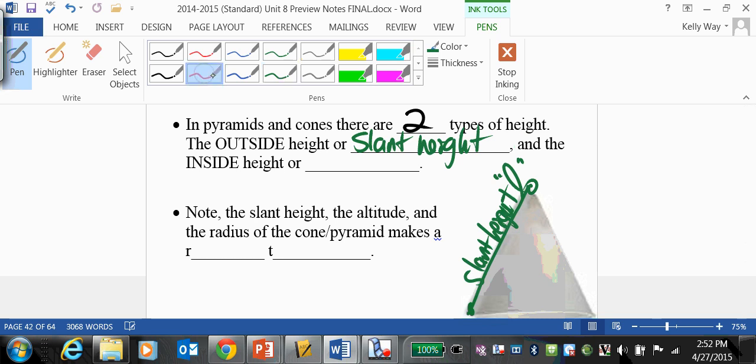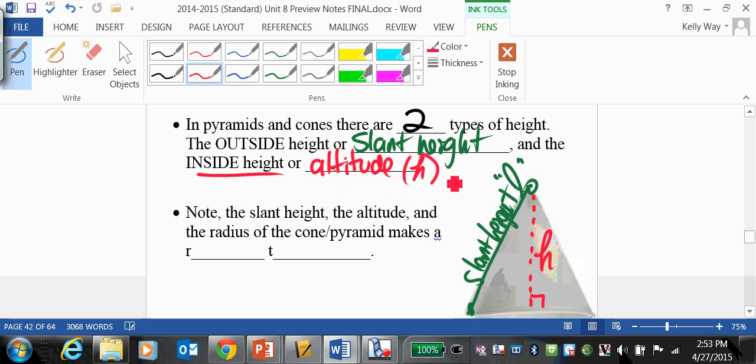And then if you were to go right down the middle of the cone, straight down at a right angle to the base, that's the true height. We use an H. That's called the inside height. It's also called the altitude. And we use an H for that, for true height. Always. And H always means there's a right angle. Always, always, always.